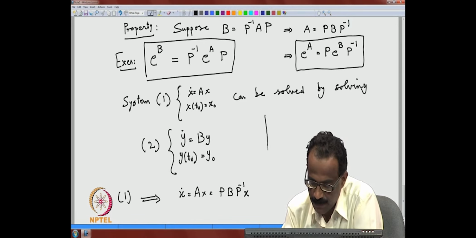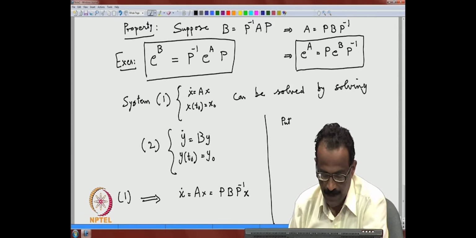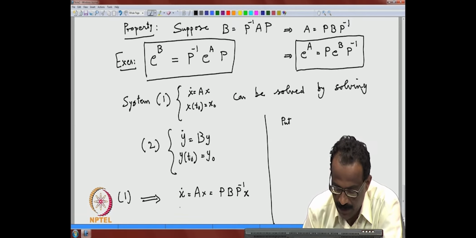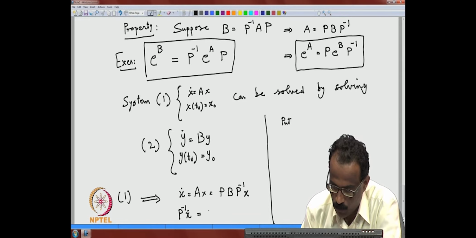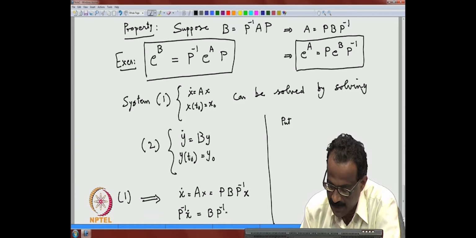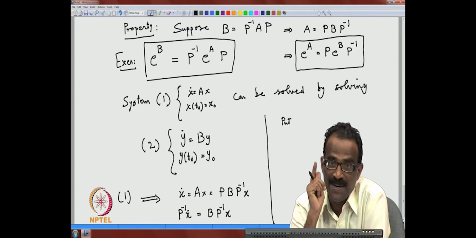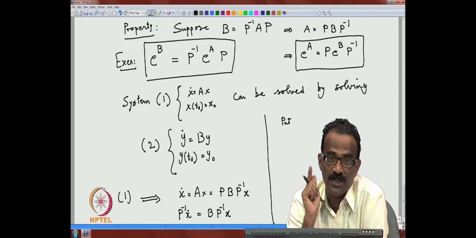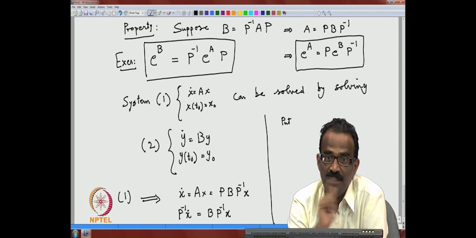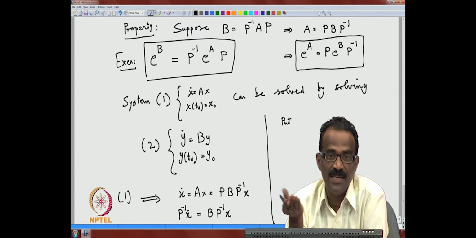Now, put it here, and you will get P inverse of x dot is equal to B P inverse of x. Note that P is an invertible matrix with constant coefficients. So, P is independent of t. So, you can take it inside x.